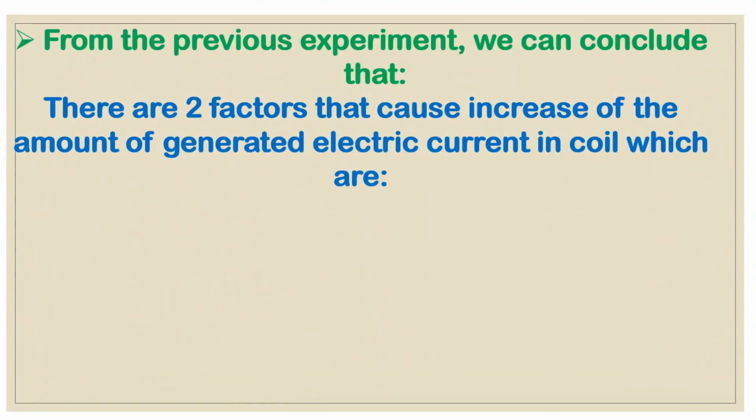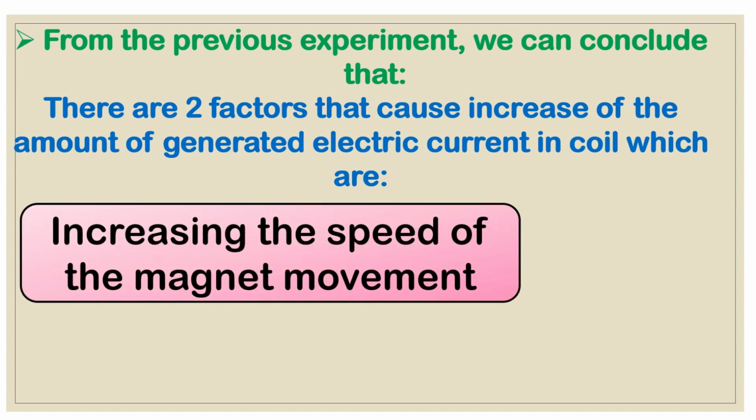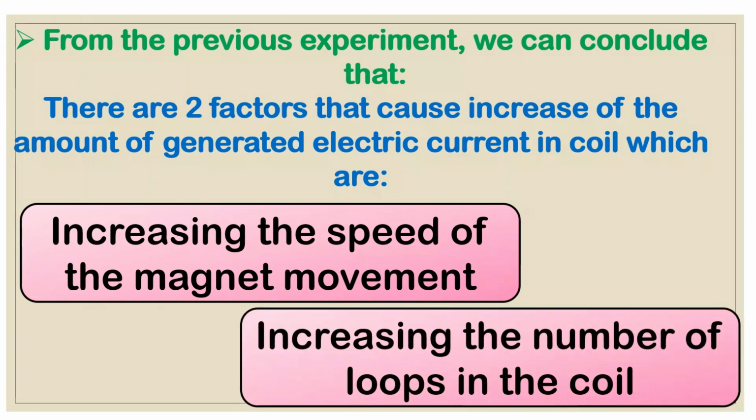So, from the previous experiment, we can conclude that we have two factors that cause an increase of electricity. The first factor is increasing the speed of magnet movement. The second factor is increasing the number of loops in the coiled wire.